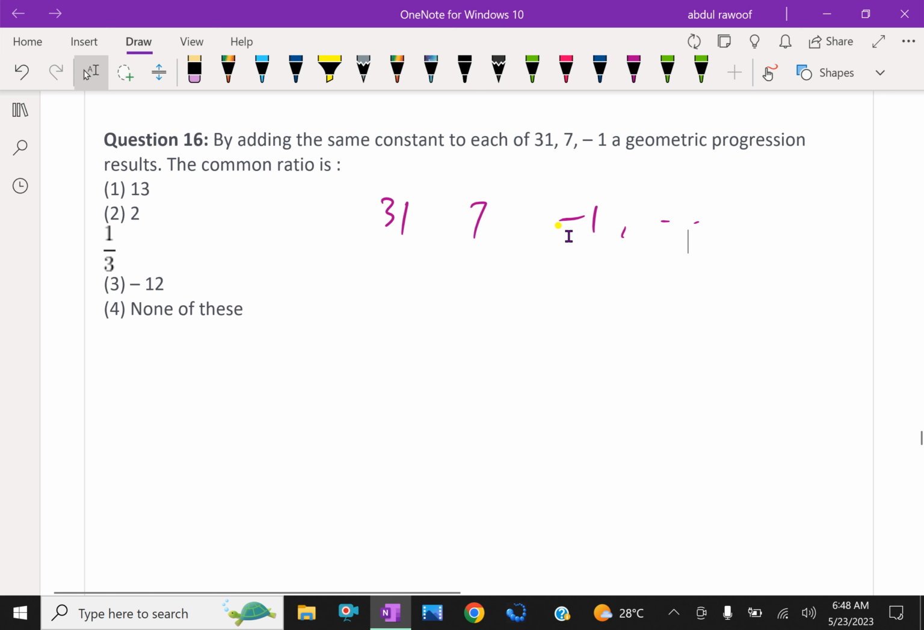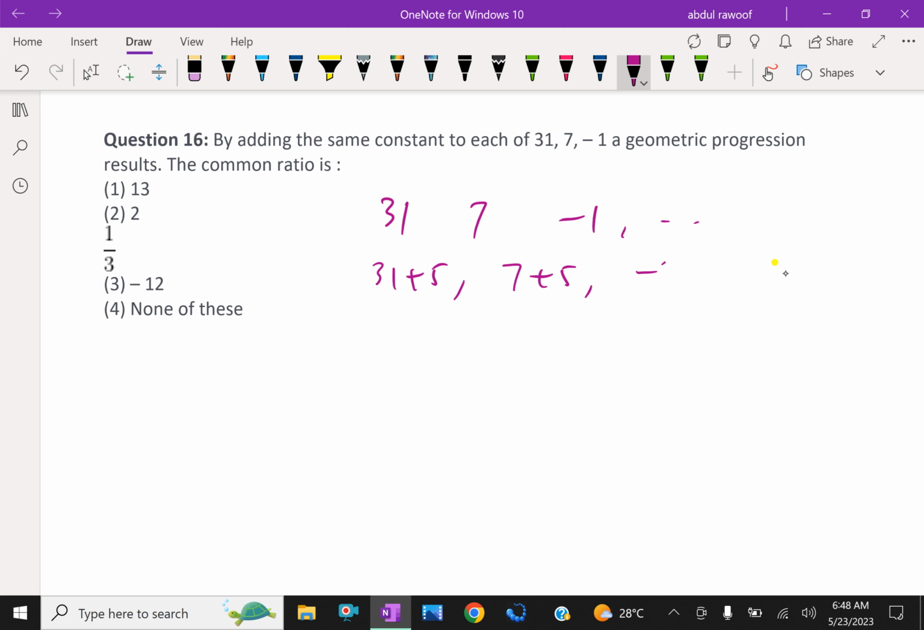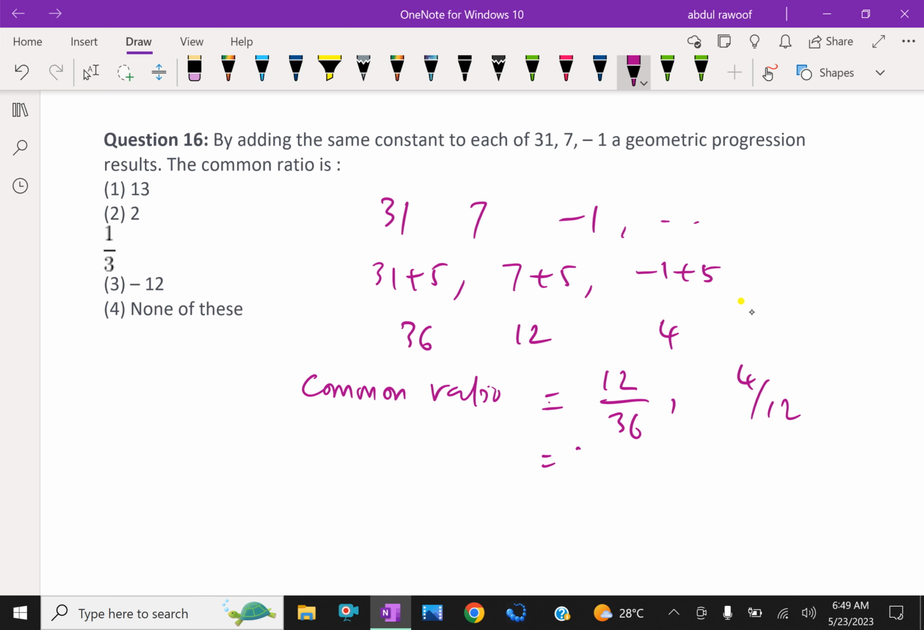is 12, minus 1 plus 5 is 4. Like here, 31 plus 5, 7 plus 5, minus 1 plus 5, which gives 36, 12, 4. Therefore, the common ratio is 12 by 36 or 4 by 12, which is equal to 1 by 3.